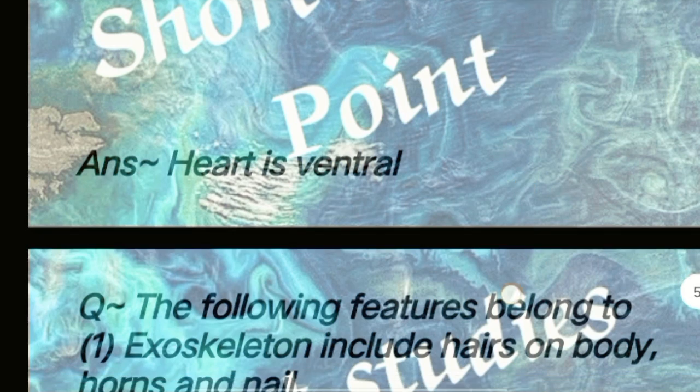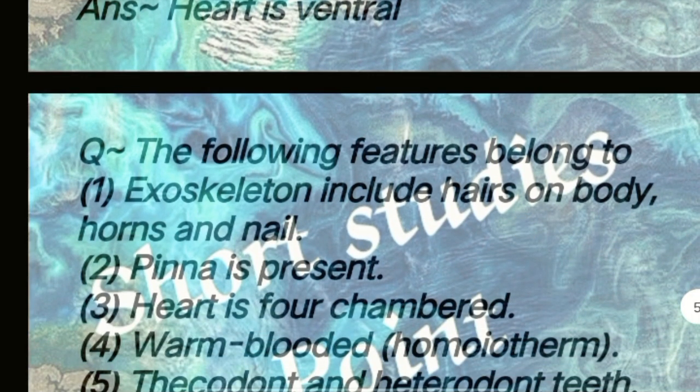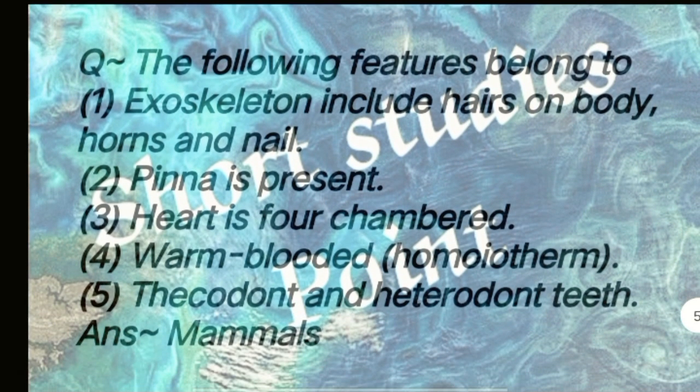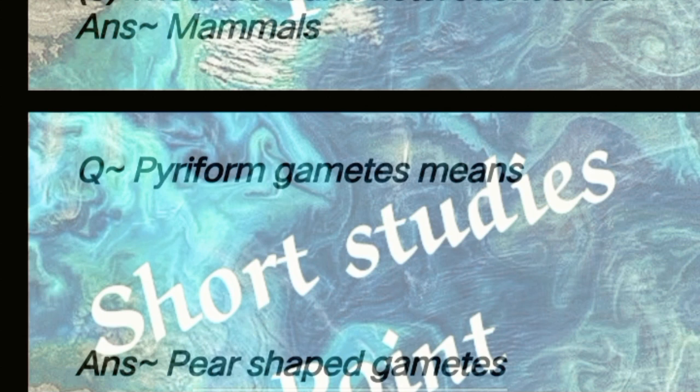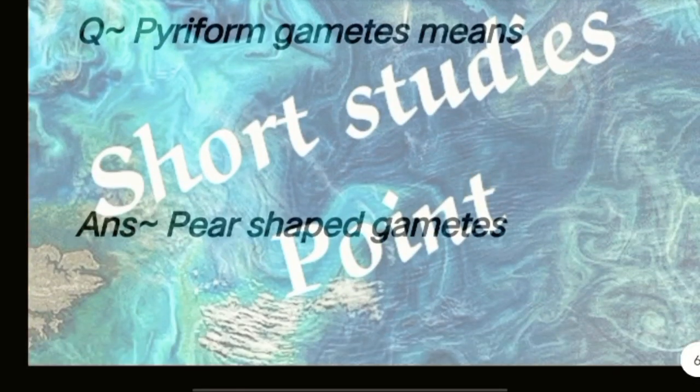Answer: heart is ventral. Next question: the following features belong to which class? Pinna is present, heart is four-chambered, warm-blooded, thecodont and heterodont teeth. These are mammal features. Next question: piriform gametes means? Answer: pear-shaped gametes.